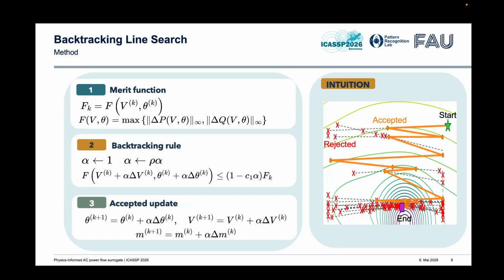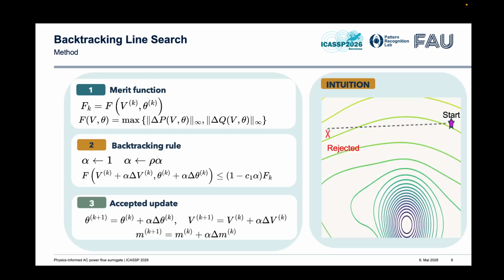And to restore the inoperative decrease criterion at inference, we apply backtracking line search at each message passing update step k. First, we design a merit function as an infinity norm of the PQ residue, active and reactive power residue, across all over the grid. And we initialize the step size alpha to 1 and take the step and check whether the merit function value is decreased enough.